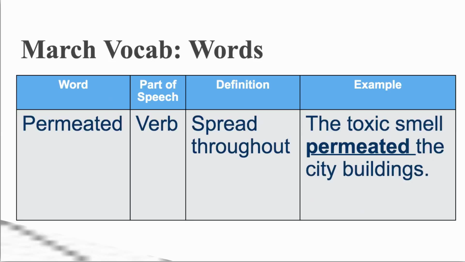Next word, permeated. This is a verb or an action, and it means something is spread throughout. So diffused is another science word that is very similar to this word. Example, the toxic smell permeated the city buildings.